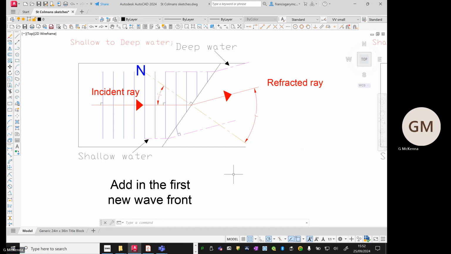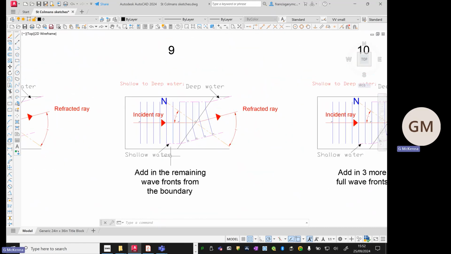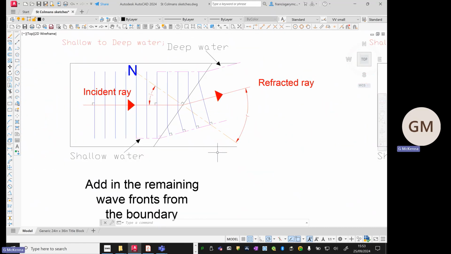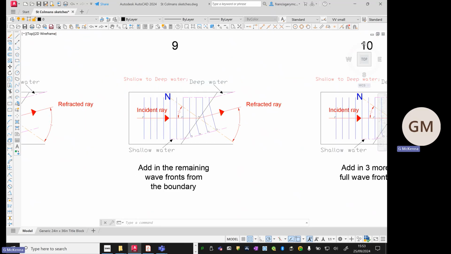Now, number nine, literally continue that exact same process for the other wavefronts that are currently at the boundary. You can see the second one there, come down to the construction line, should be 90 degrees. The next one from the boundary, coming down, should be intersecting at 90 degrees. And then finally the last one there, coming down and should be 90 degrees as well. So pause the screen and add in those extra couple of wavefronts and put the wee squares in there as well, please.